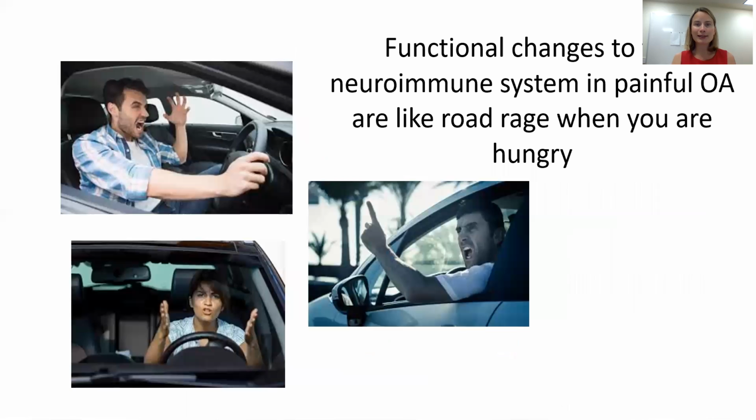Now, what we see here is that these functional changes to the neuroimmune system in people with painful OA are a little bit like road rage when you're hungry. So picture this: you get cut off by a car. You're not hungry. You get cut off, you're annoyed, you're a bit mad, but whatever, nothing bad happened. Now picture getting cut off when you're starving hungry. First of all, you overreact immediately to what's happening. You're yelling, you're swearing, you're so mad.